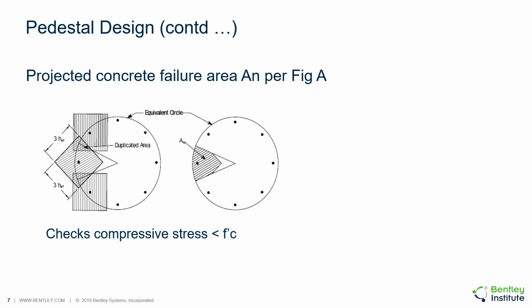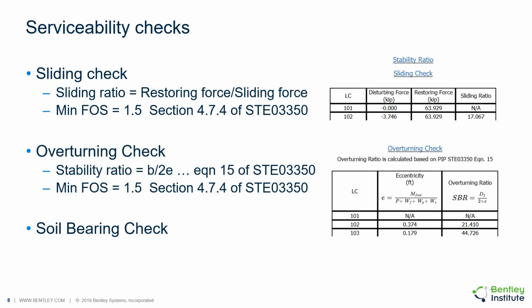The software also calculates the compressive force developed over this area and ensures that that is less than the allowable compressive strength of concrete. Serviceability checks include checks for sliding and overturning and soil bearing checks. Sliding and overturning are checked as per the section 4.7.4 of the STE 03350 document. Sliding ratio, or in other words, factor of safety against sliding, is obtained by calculating the ratio of the restoring force to the disturbing force.